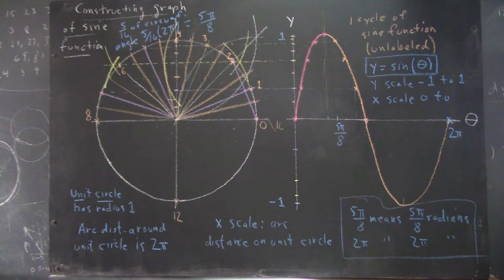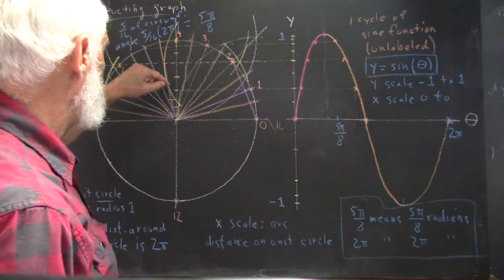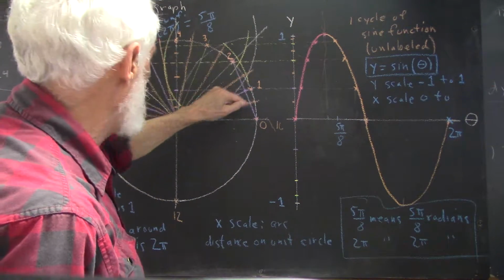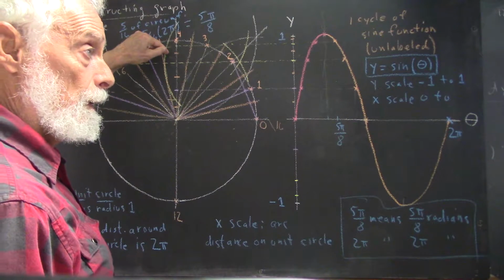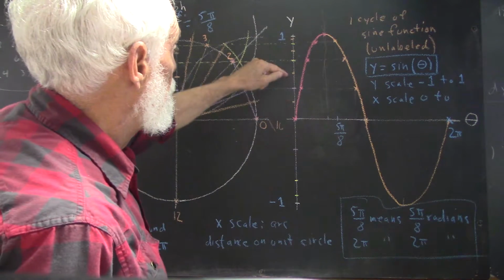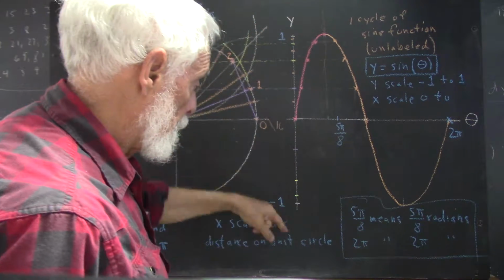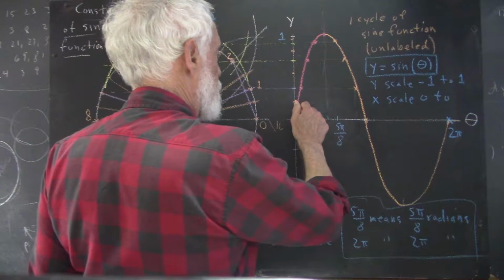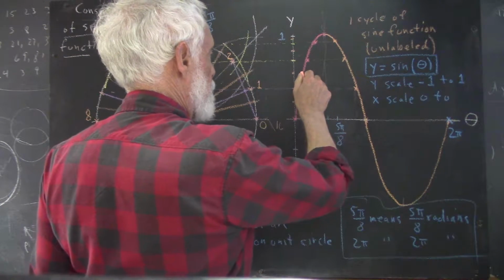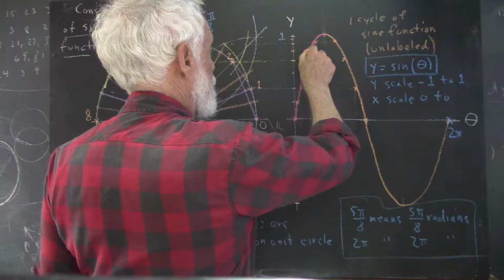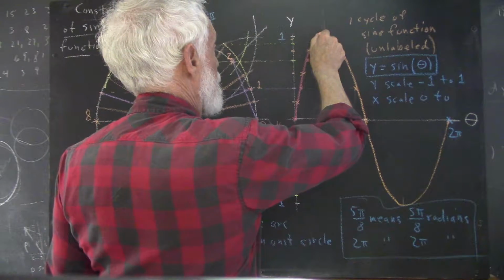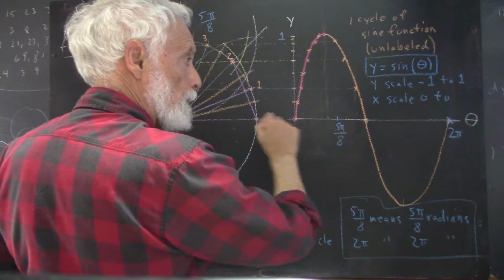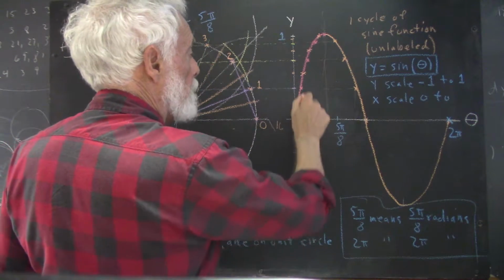So, just a suggestion. Of course, each of these angles is accompanied by the projection of the corresponding point on the arc onto the y-axis, giving us new values. And I could have indicated those values here, giving us new points on the graph. So I'd have a point here, a point here, a point here, and a point here. Each of these new points is halfway in the horizontal direction between two existing points.